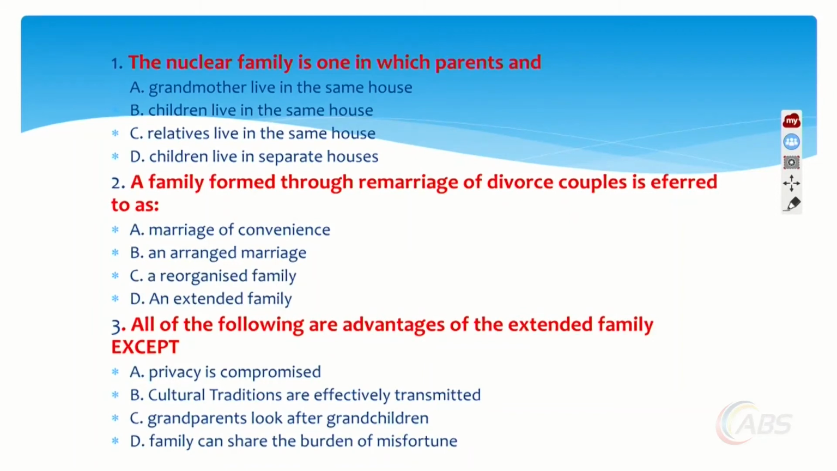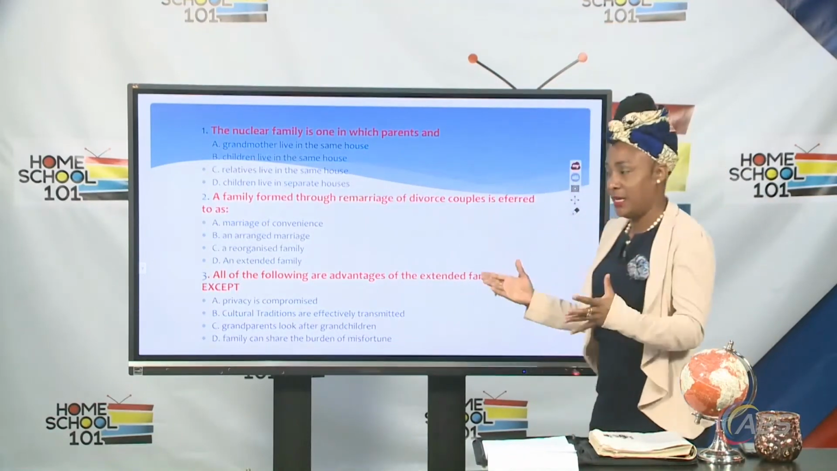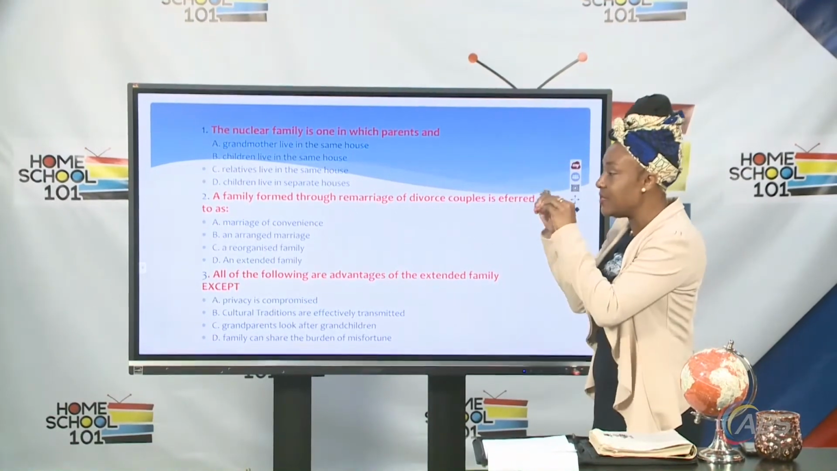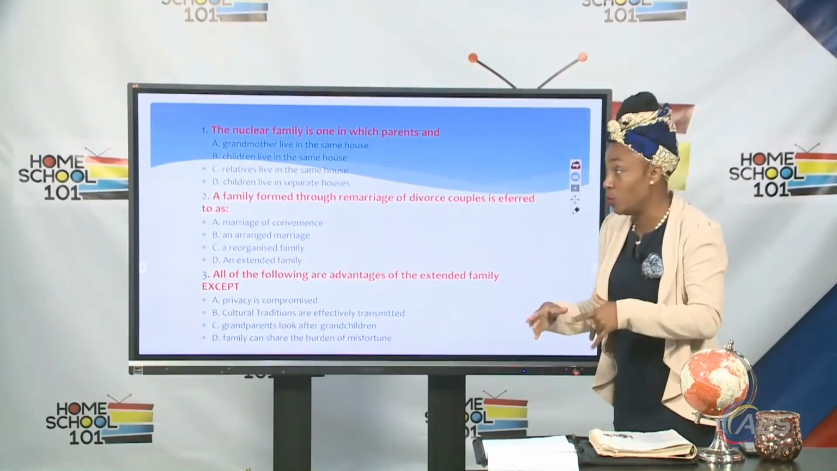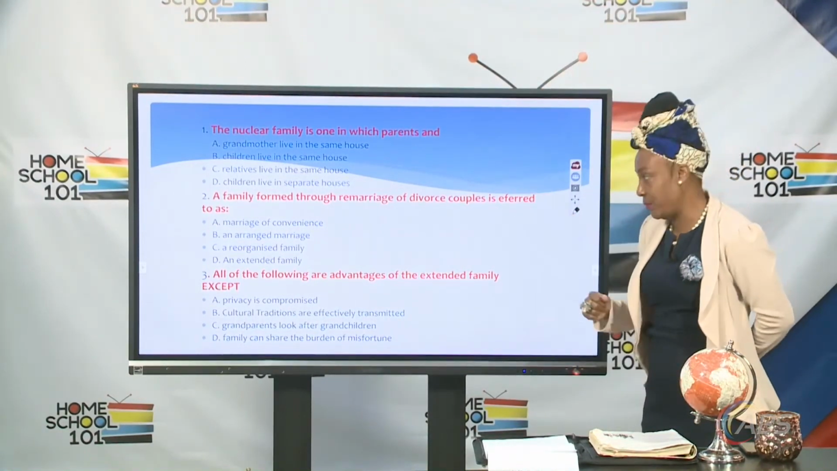Is it grandmother live in the same house? No, because once you see the word grandmother, it carries you to the extended family. So that clearly is not the answer. Children live in the same house. Yes. The nuclear family is the one in which parents and children live in the same house. If they live in separate houses, they're related, they're known as family, but what we constitute as a family is living together under the same household. So the answer is B. Children live in the same house along with their parents.